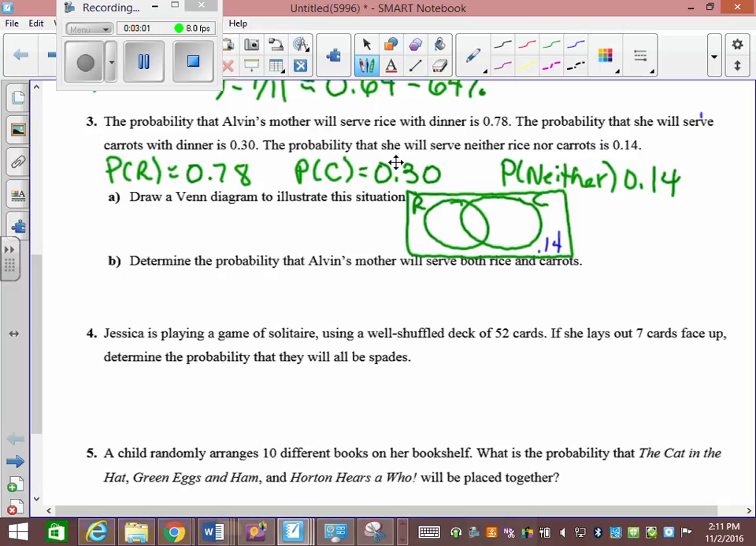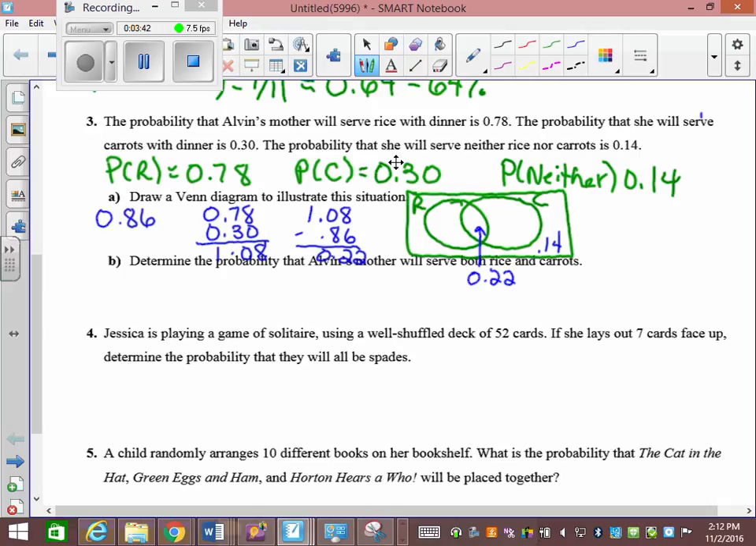How do we figure out what goes in the middle? Well, we know that there's 0.86 left, because every Venn diagram has to add up to 100 if it's probability, or 1 if you do decimals. If you're doing percents, it has to add up to 100. If you're doing decimals like I am, it has to add up to 1. So I have 0.86 left for the middle. If I take rice and carrots and add them up, I'm left with 1.08. Well, I only have 0.86 left. So if I take 1.08 and subtract 0.86, I'm left with 0.22. That must be in both.